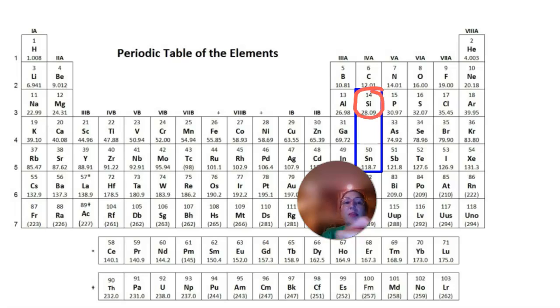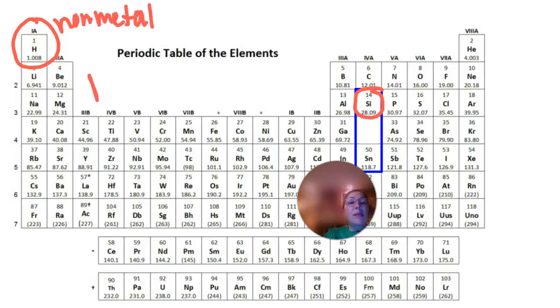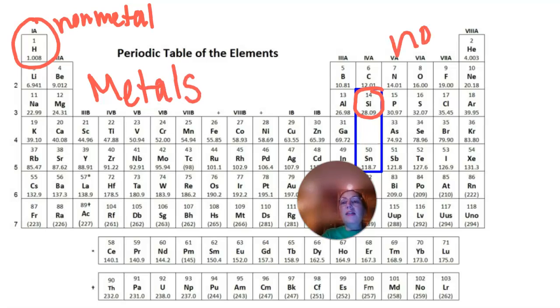If we look at the table again, hydrogen is really an exception in that it's a non-metal over here in a metals world. Here are all of our metals, and then here are our non-metals on the right-hand side of the table.